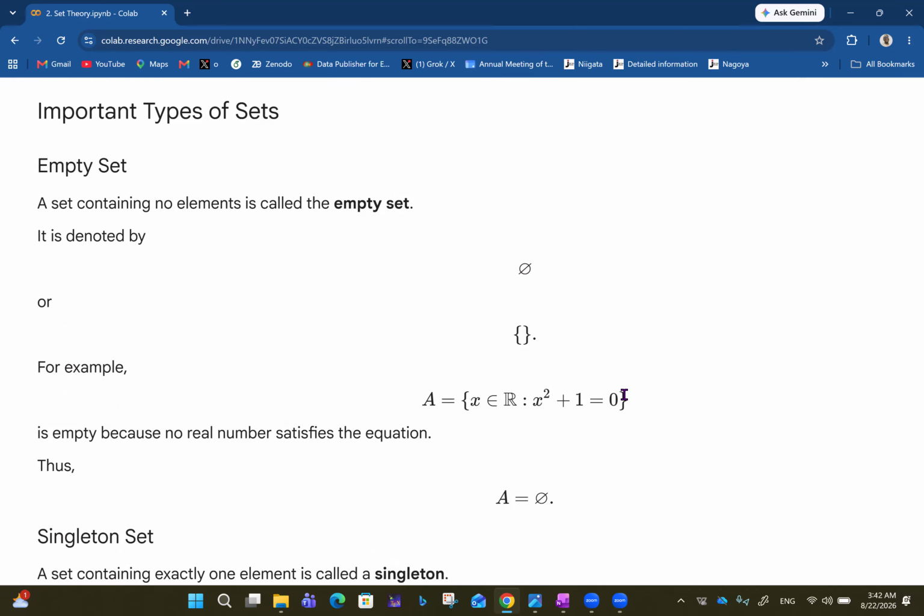This is empty because there's no x that satisfies this. Even when x is 0, for all real numbers, you still get 1. So no x satisfies this. So this is an empty set because no real number satisfies this equation.